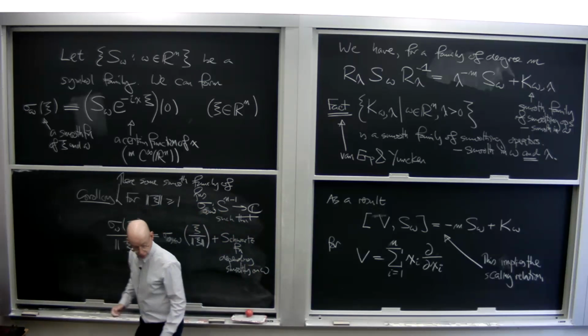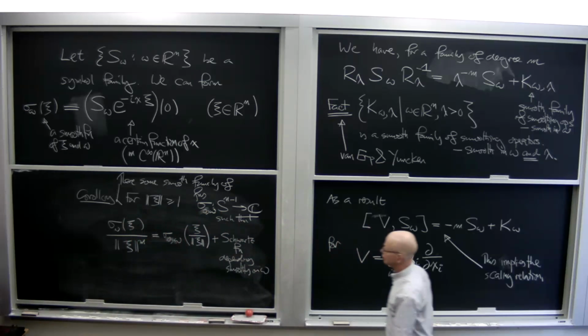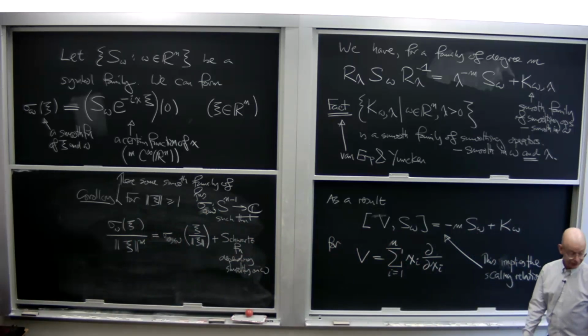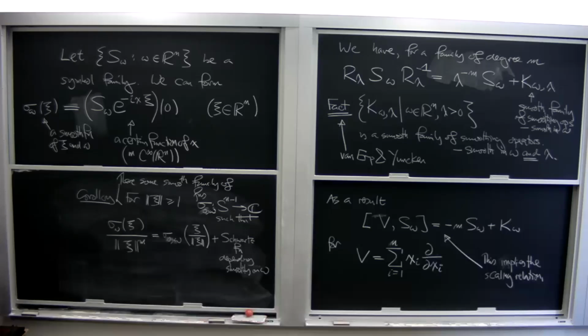So the final conclusion is that each one of these symbol functions is an actual homogeneous function of order m, namely that sigma 0 function times the norm function, plus a Schwartz function.